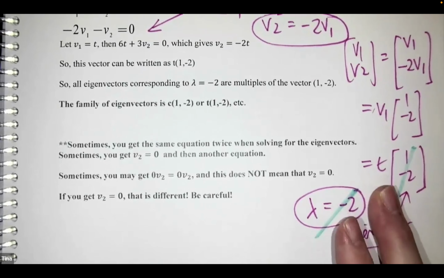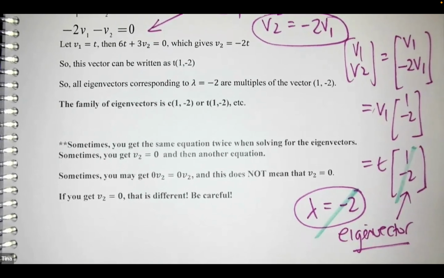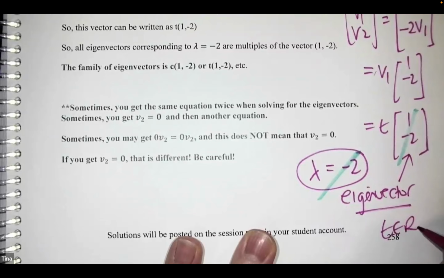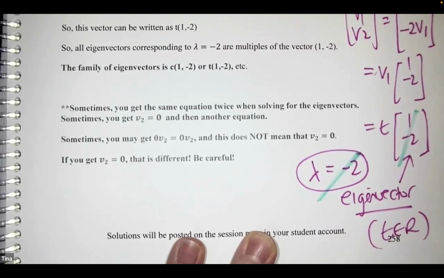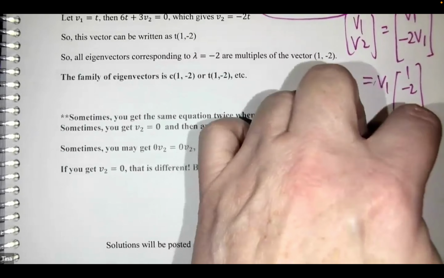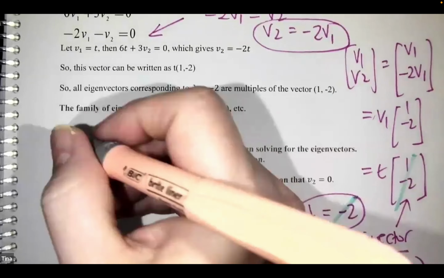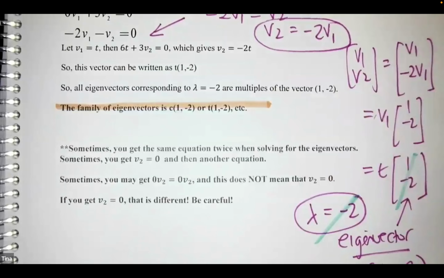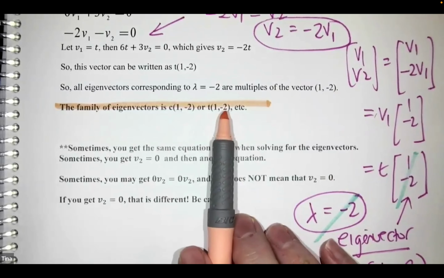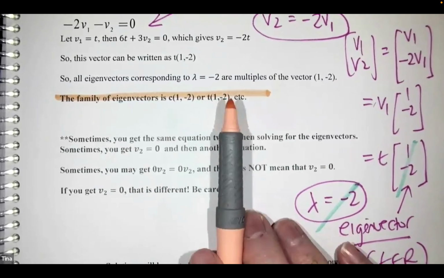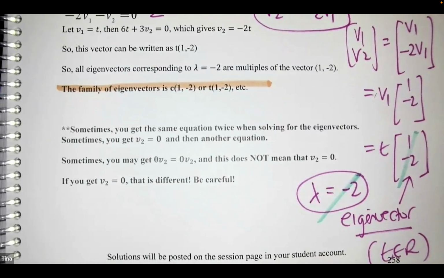Okay, so that's the corresponding eigenvector for eigenvalue negative 2. And of course, when I write the t here, t is any real number, so it can be any multiple of this. If you gave the vector as 2, negative 4, it would be an equivalent answer. A lot of times people will say the family of eigenvectors is some constant c, t, whatever letter you want to use, times 1, negative 2.